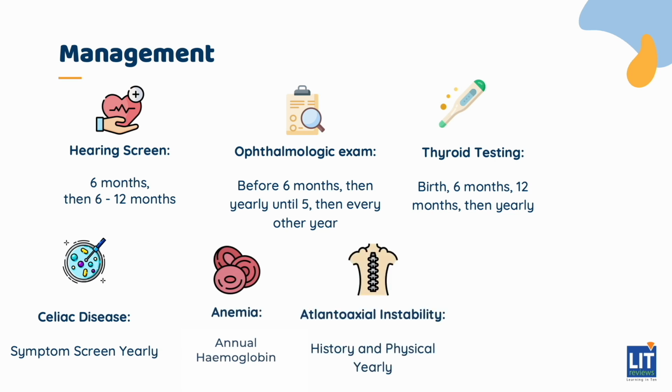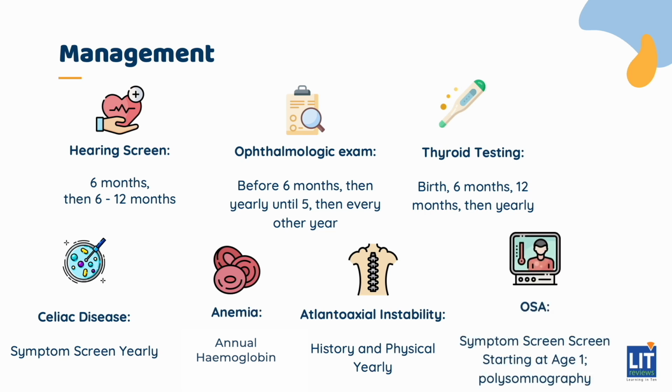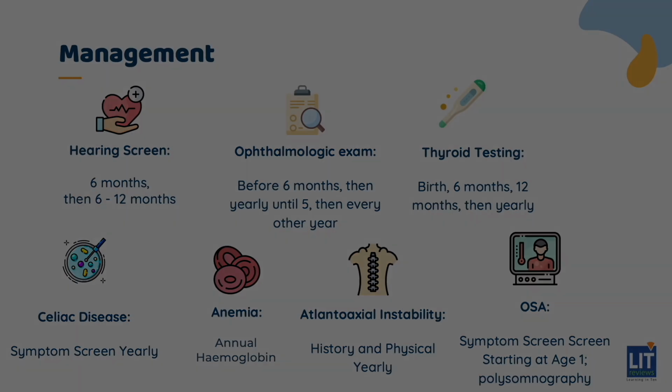Screening for atlantoaxial instability should be performed as part of the physical examination on an annual basis. Screening for obstructive sleep apnea symptoms should begin at 1 year of age, and a polysomnogram should be performed by age 4 in all patients.